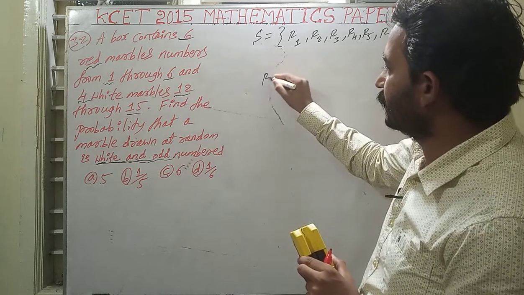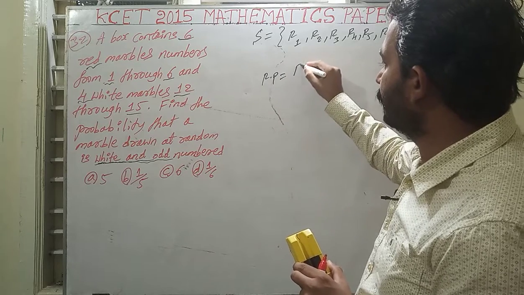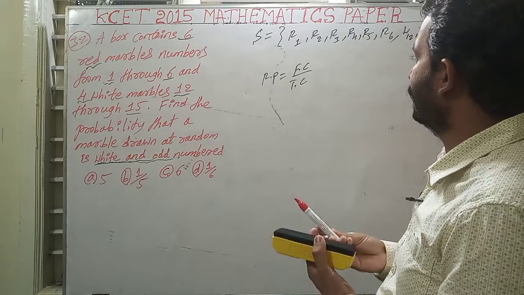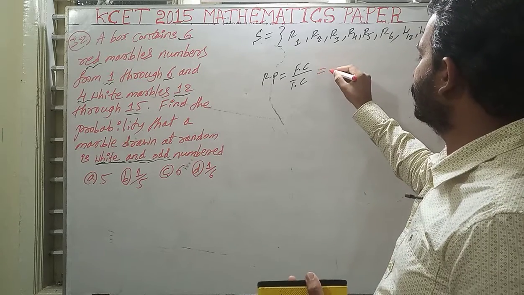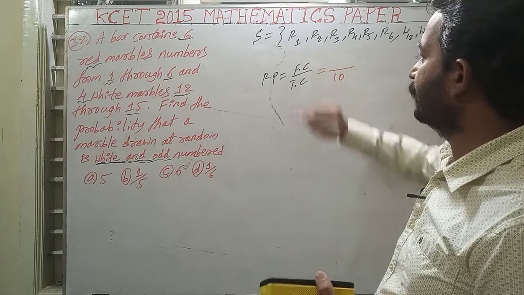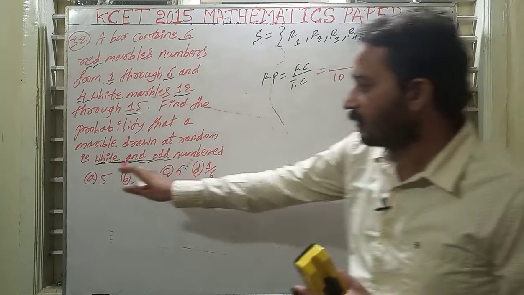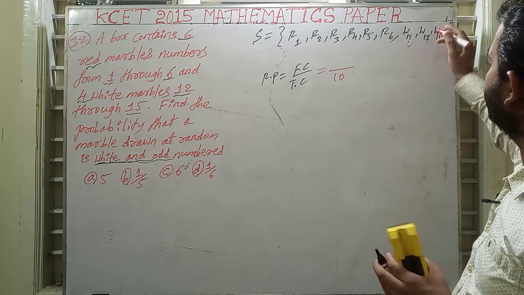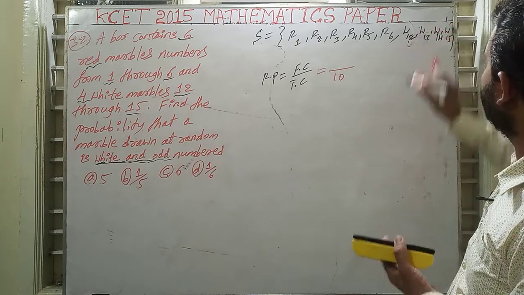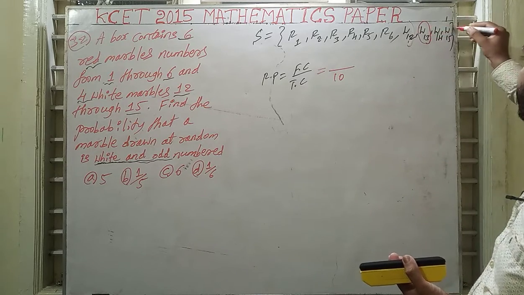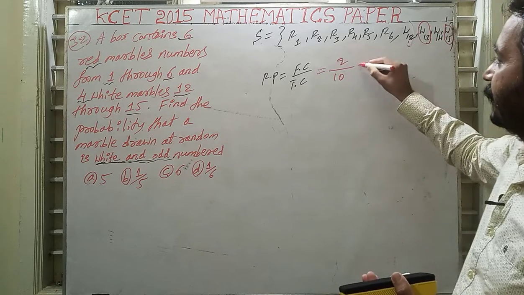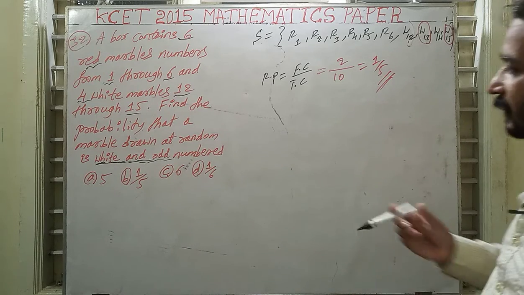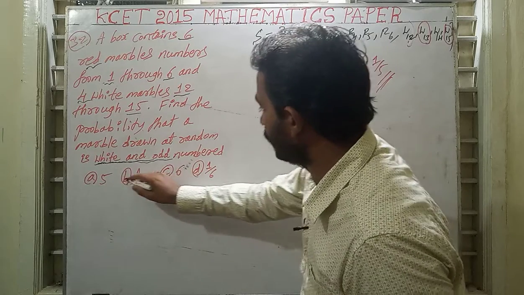So the required probability is favorable cases divided by total cases. In this case the total cases is 10, and the favorable cases are only 2, which are white and odd: W13 and W15. 2 by 10, that is 1 divided by 5, is the answer. So which option matches this answer? Option B is correct, 1 divided by 5.